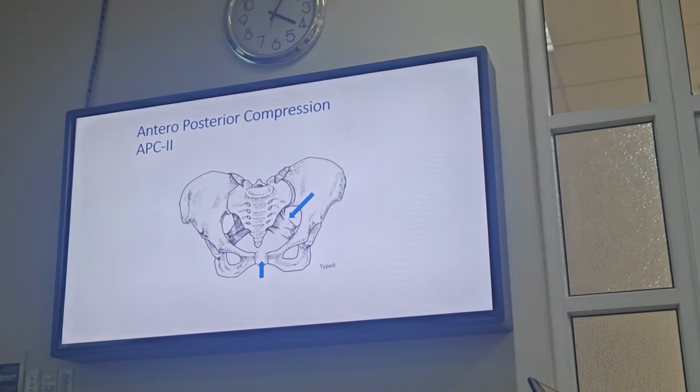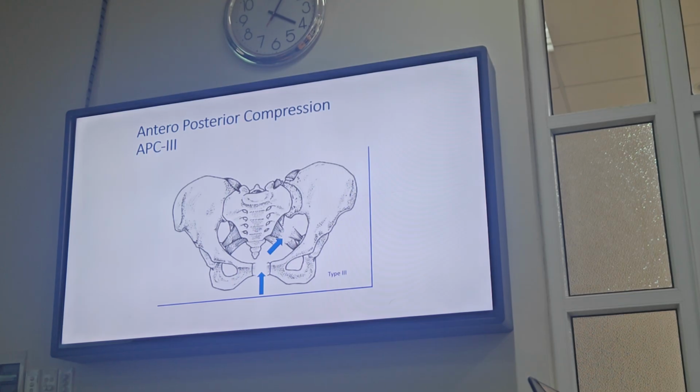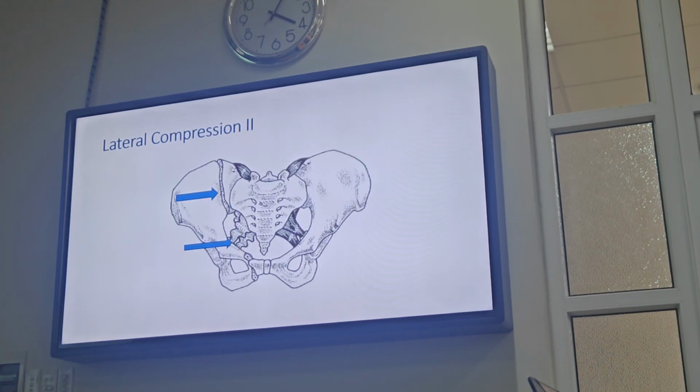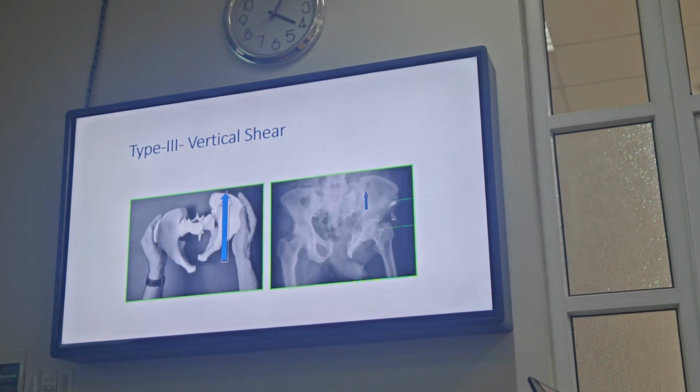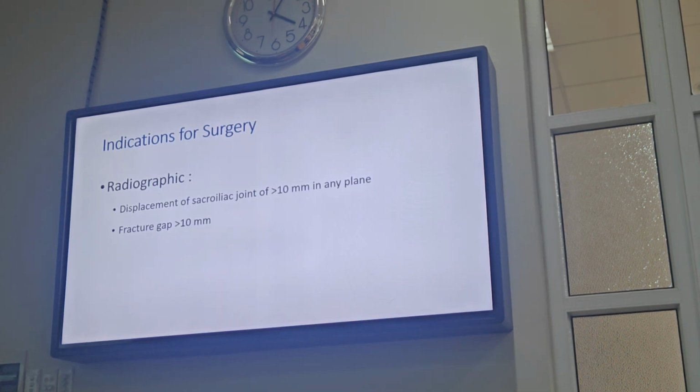When do SI joints open up? In APCs, in lateral compression type 3, and in vertical shear. Vertical shear fractures are those which happen when you fall from height and you fall on one leg. The other hemipelvis, because of movement, just continues going up. So that's how it happens. The indications, as I said, are displacement of more than 5 to 10 millimeters.